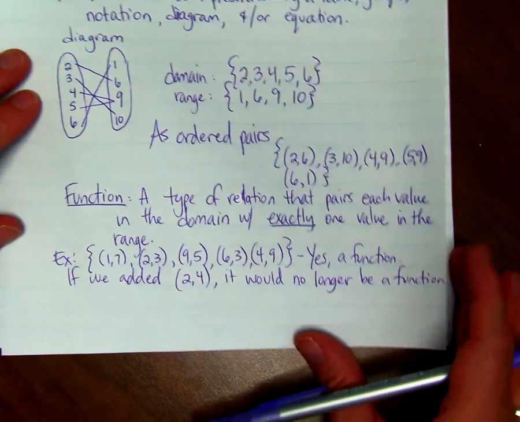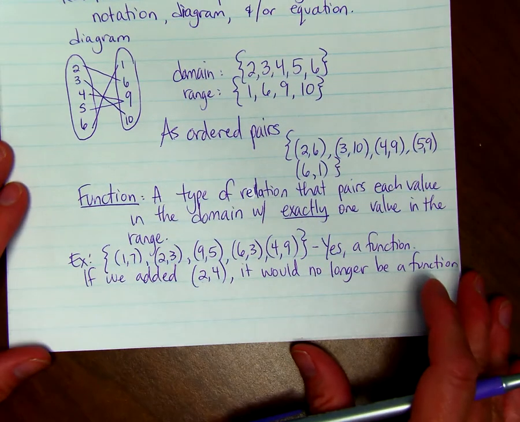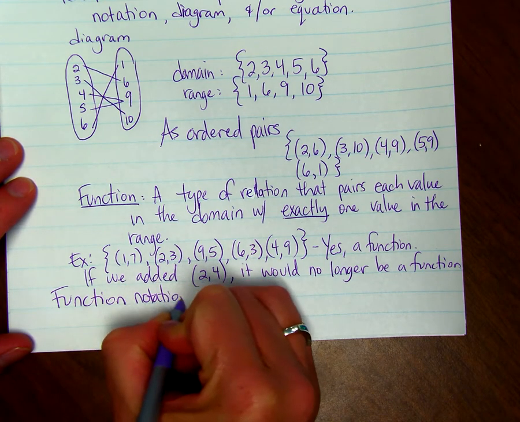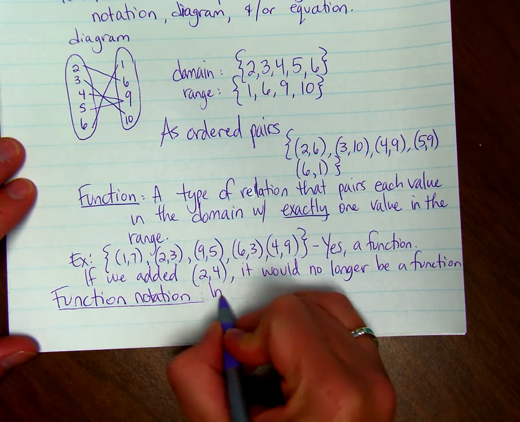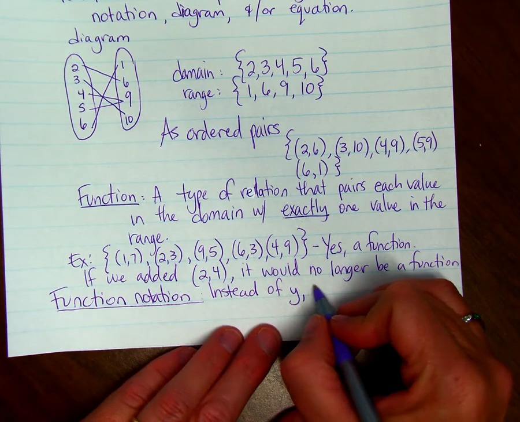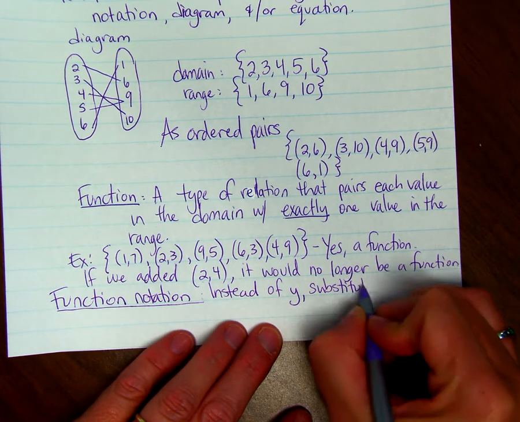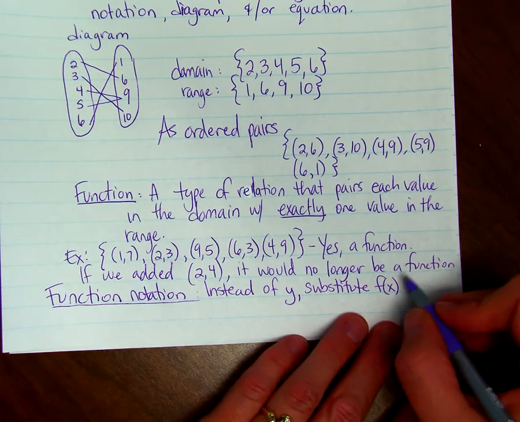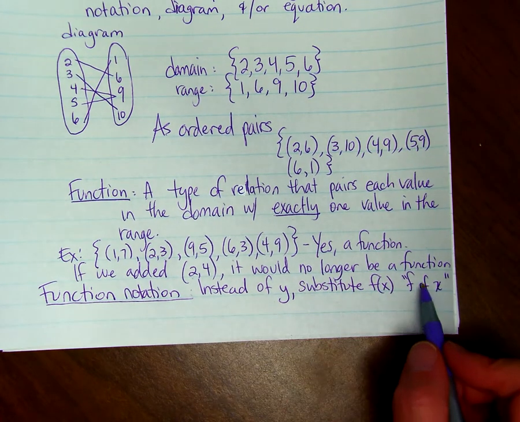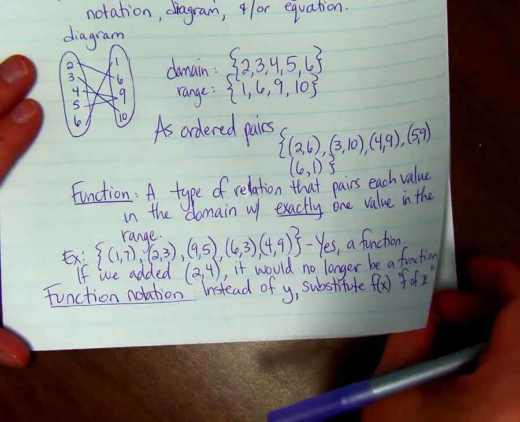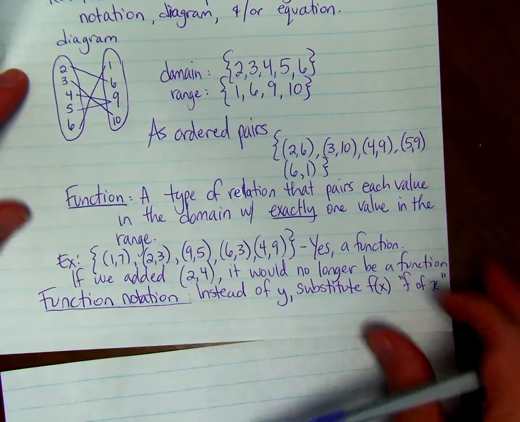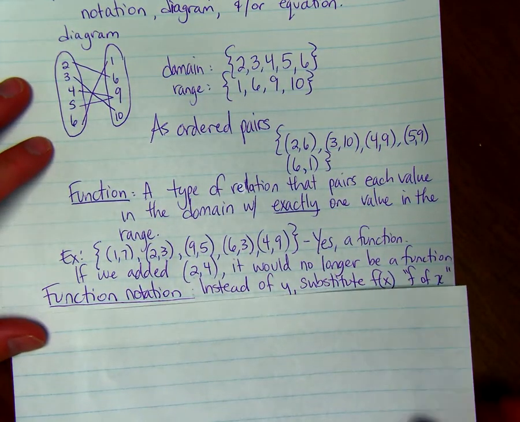Sometimes we write our functions in function notation. That just means instead of using the letter y for your output, we're going to use f of x. So the way we read this is f of x. This is one of those cases where of does not mean multiply. It just means we are finding a function of x, which means we need x to find out what y is.